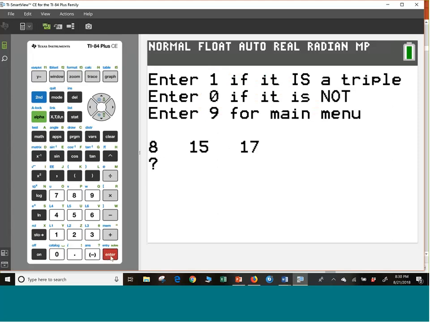Now the next one I'm going to goof on, I'm going to mess up on this one. I know it's a triple, and I'm going to say it's not, and it tells you whether you're right or not. Okay, so it goes on with several of these, and I think you see the idea there. So I'm going to go back to 9 for the main menu, even though I'm not finished.